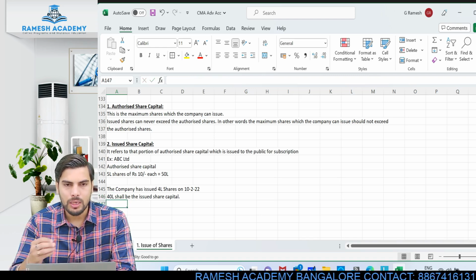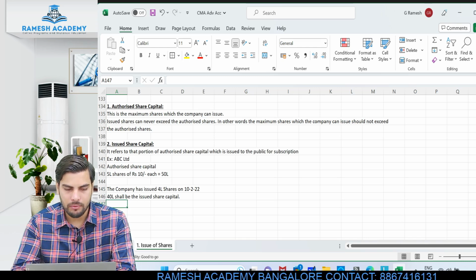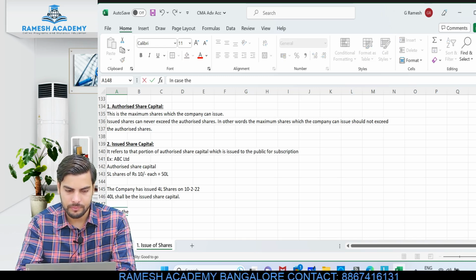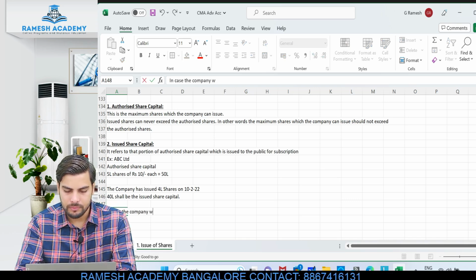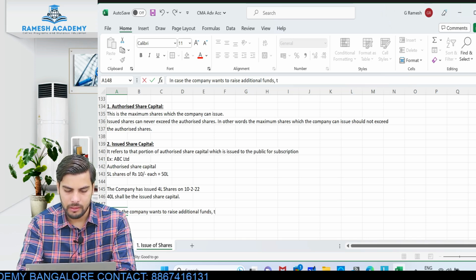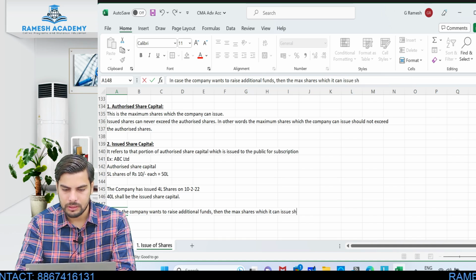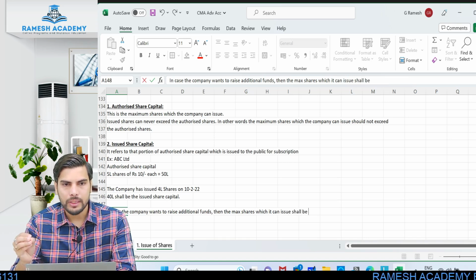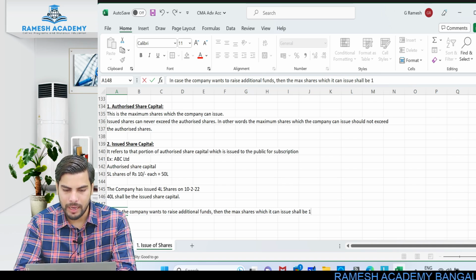Clear? Now, subsequently, if the company wants to raise additional fund, then how much would be the maximum shares which it can issue? Out of 5 lakh shares, 4 lakh shares have already been issued. So the maximum shares which it can issue shall be 1 lakh shares.